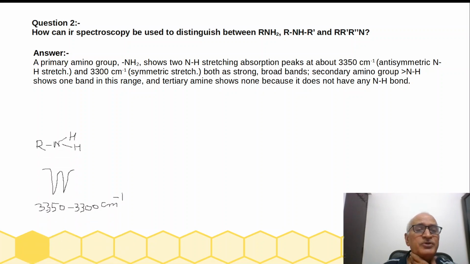Here see, a primary amino group shows two peaks. One is for antisymmetric stretching, the other is for symmetric stretching. The difference between the two peaks is about 50 reciprocal centimeters. The secondary amino compound shows a single peak in this region. On this basis, you can distinguish between primary, secondary, and tertiary amino compounds, which, as I told you earlier, do not have any peak in this region.